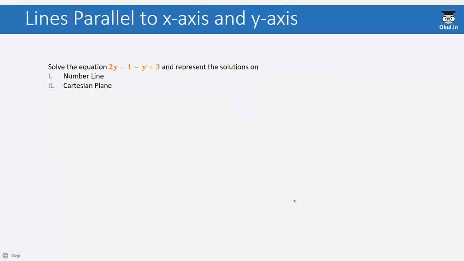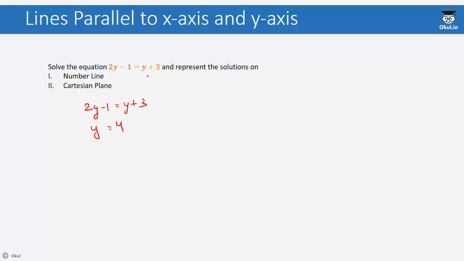Now let's take an example of lines parallel to the x-axis. Solve the equation 2y minus 1 is equal to y plus 3 and represent the solution on number line and Cartesian plane. Let's solve this equation. 2y minus 1 is equal to y plus 3, that is y is equal to 4.